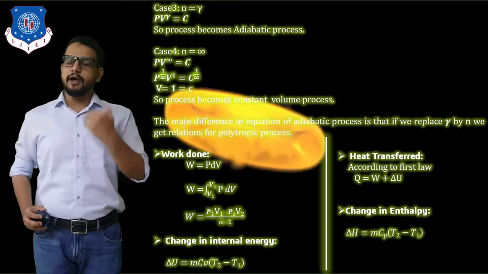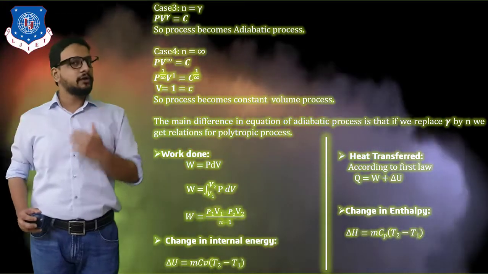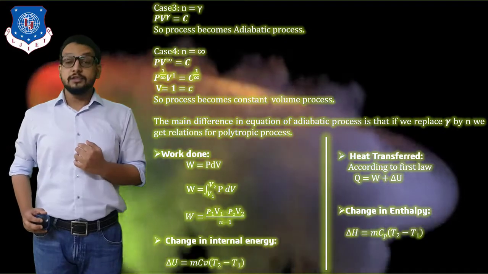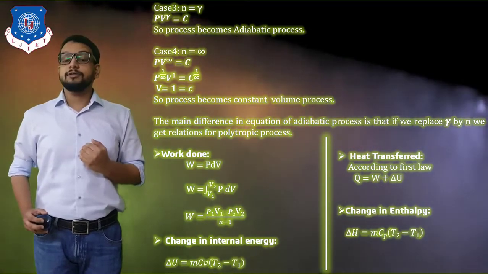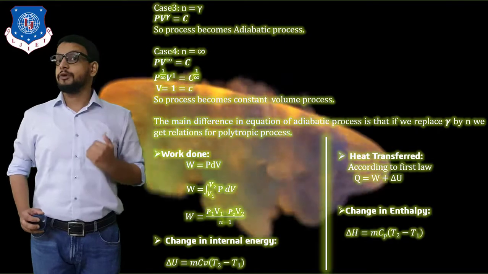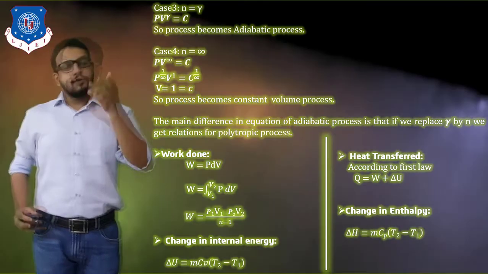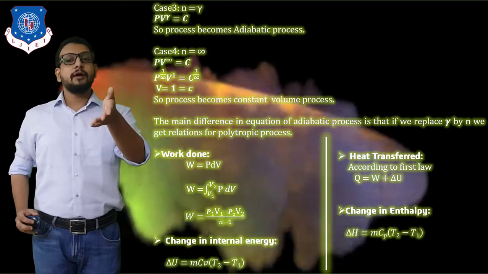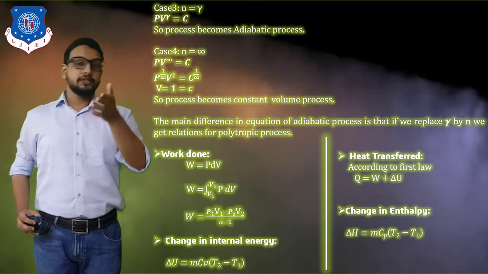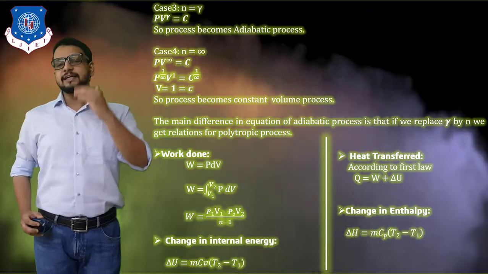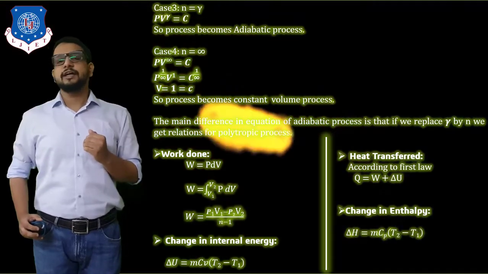We are going to get a formula for work output, which is equal to P1 V1 minus P2 V2 upon n minus 1, similar to our adiabatic process. In the adiabatic process, we were getting the equation P1 V1 minus P2 V2 upon gamma minus 1. So we can directly replace the value of gamma in our adiabatic process equation by this polytropic index, small n. Okay, now our next task is to determine the change in internal energy, delta U.